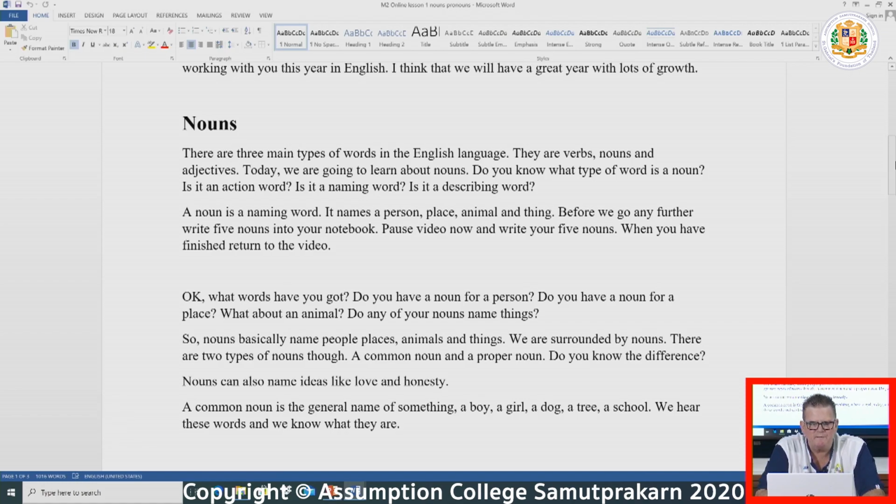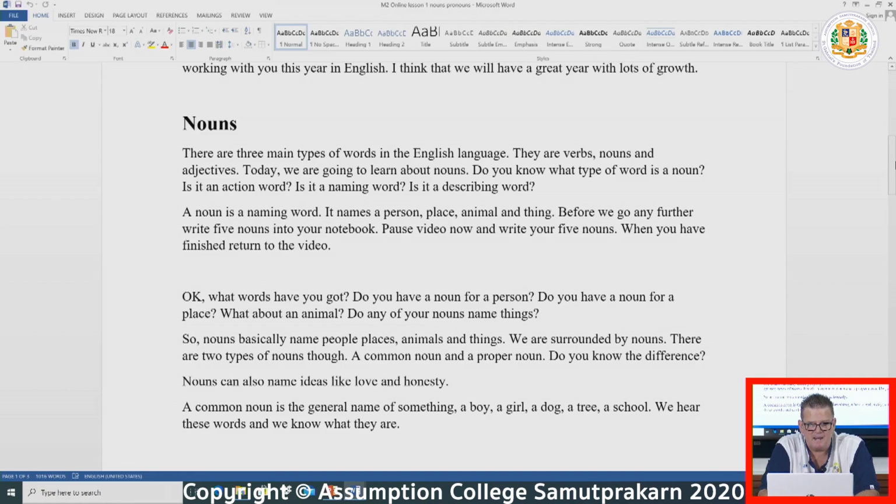Before we go any further, write five nouns in your notebooks. Pause the video now and write your five nouns. When you have finished, return to the video. Okay, what words have you got? Do you have a noun for a person? Do you have a noun for a place? What about an animal? Do any of your nouns name things?